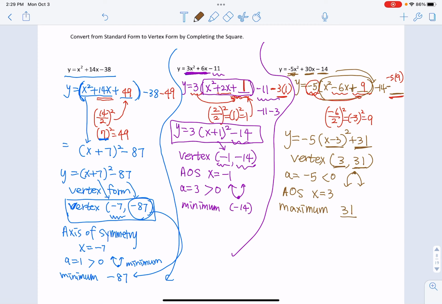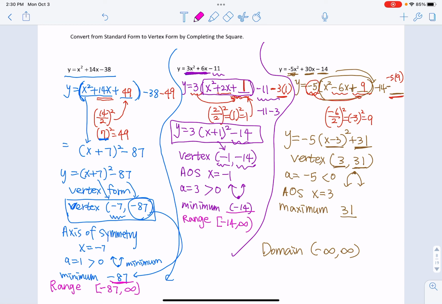And remember, all quadratic function domains will always be all real numbers, which is negative infinity to infinity. If I try to express what the range is, I will do this. The range for the first function here will be, since this graph has a minimum of negative 87, starting from the minimum negative 87 included to infinity. That's the range. And then the second function's range will be, since the graph has a minimum of negative 14, I can start from negative 14 to infinity.